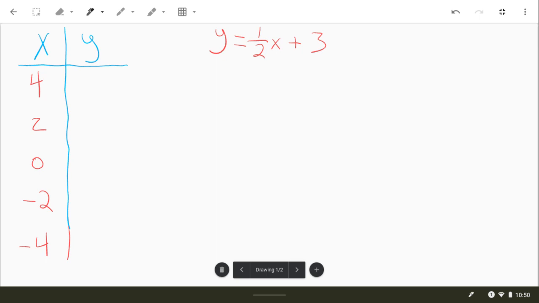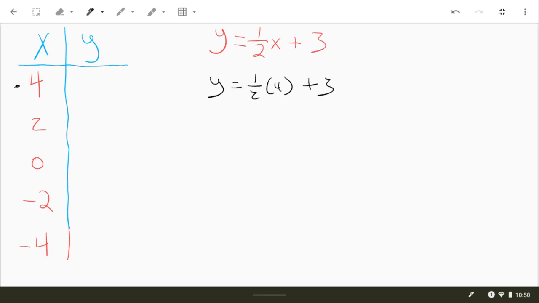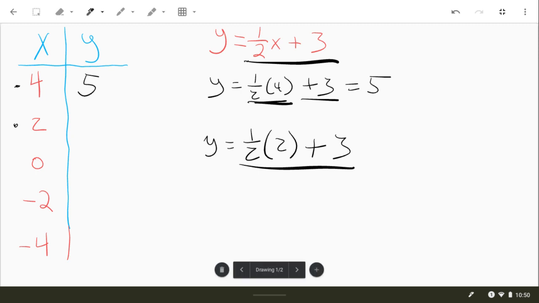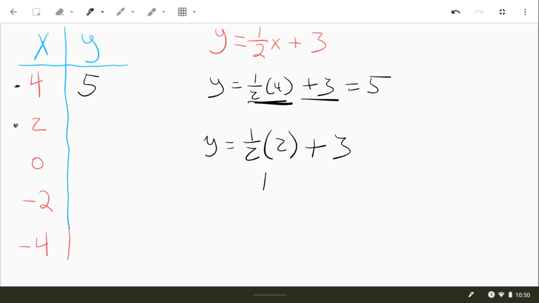Okay, so I'm going to plug in 4 for x right here. So I'm going to do 1/2 times 4 plus 3. Half of 4 is equal to 2. 2 plus 3, that's equal to 5. And so that's my y value. All right, let's plug in 2 for x. 1/2 times 2, and then plus 3. You see how that resembles that one? That's what I'm going back to. I'm plugging it into that function. Half of 2 is equal to 1, and then 1 plus 3. That's equal to 4.